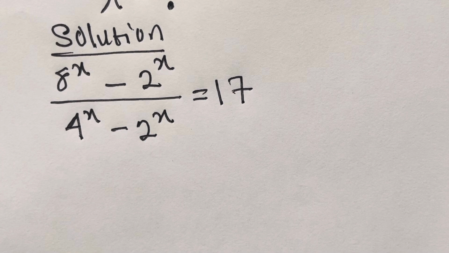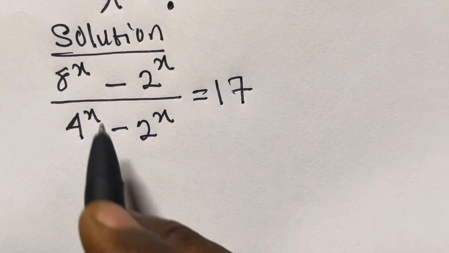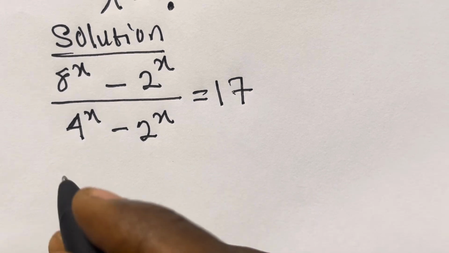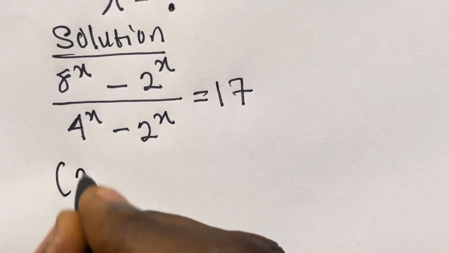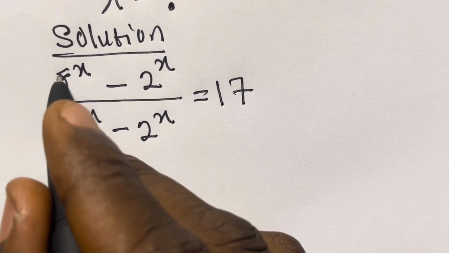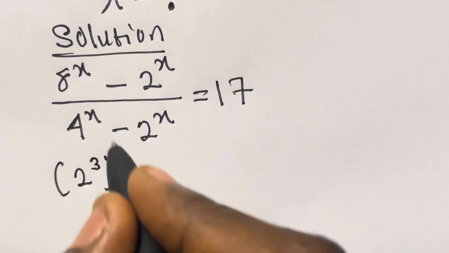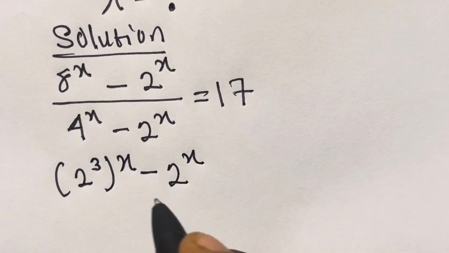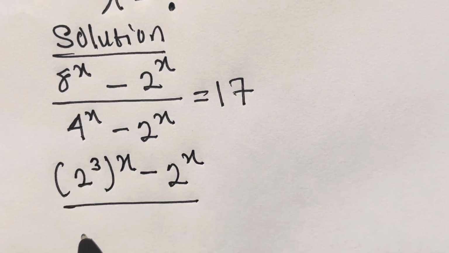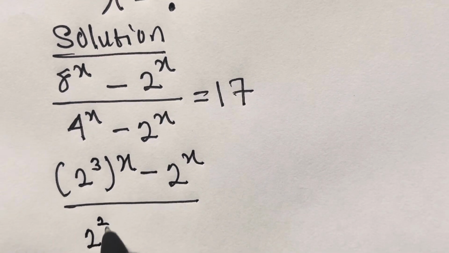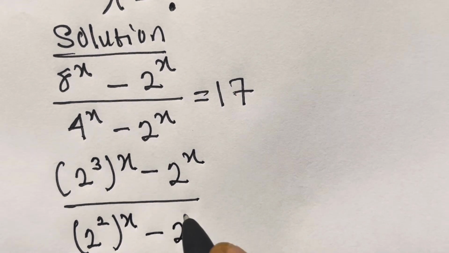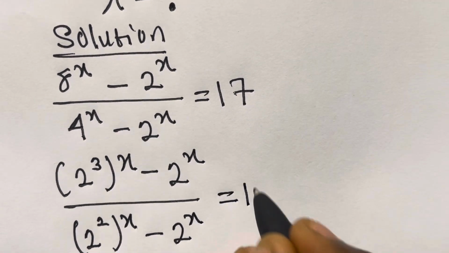First, we express 8 and 4 as powers of 2. So 2 raised to power 3 will give us 8, then raised to power x, minus 2 raised to power x, divided by 2 raised to power 2, which will give us 4, raised to power x, minus 2 raised to power x equals 17.